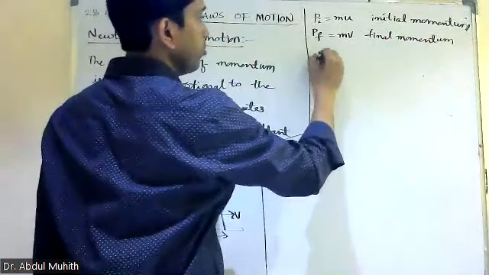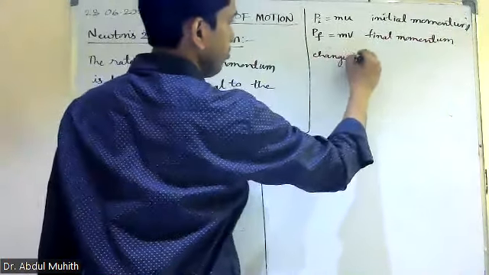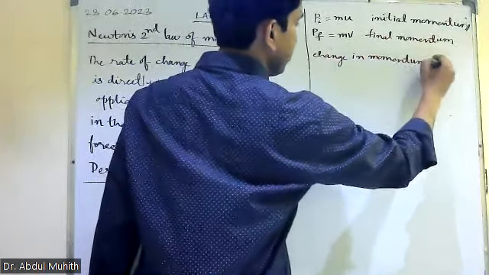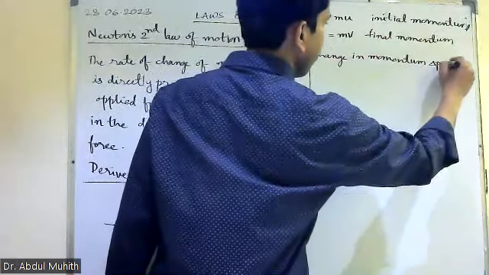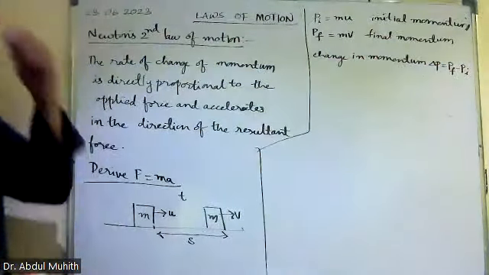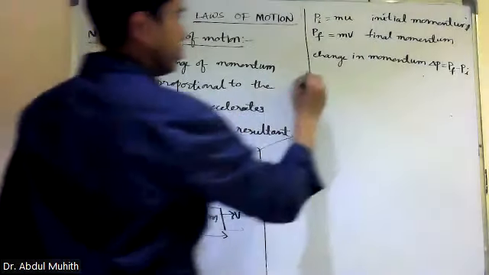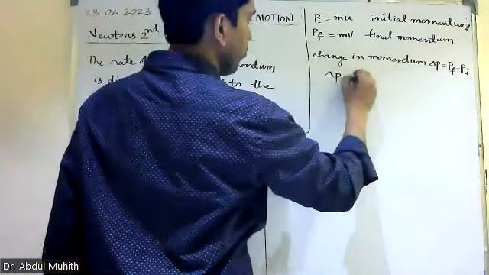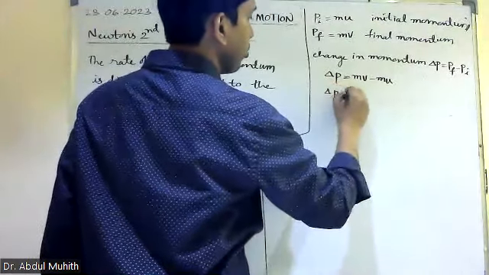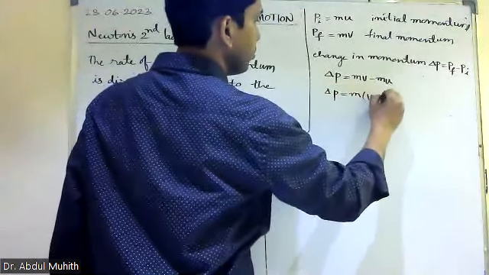So we have change in momentum. That is delta P equal to Pf minus Pi. So we write here delta P is equal to mv minus mu. So delta P equal to m into (v minus u).